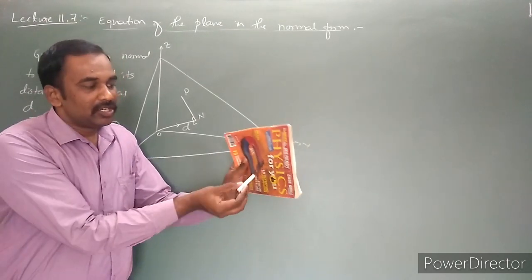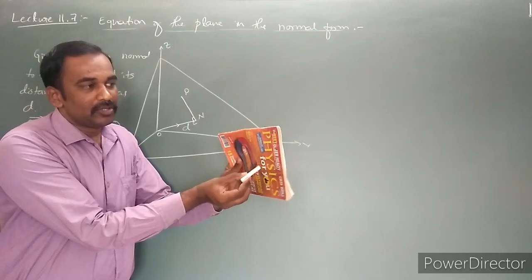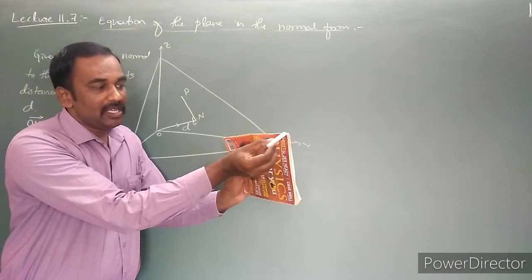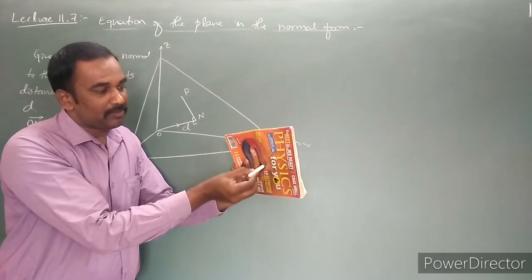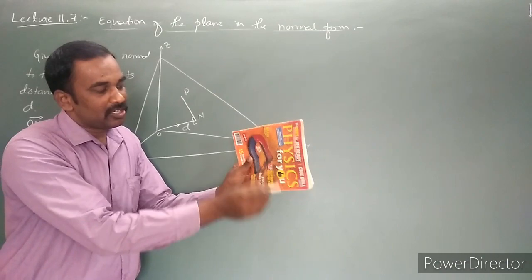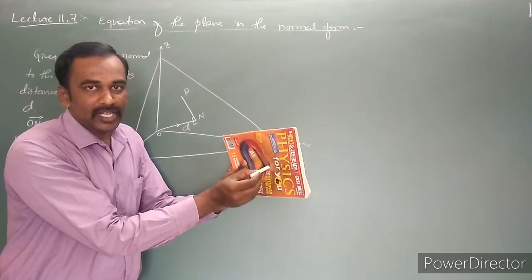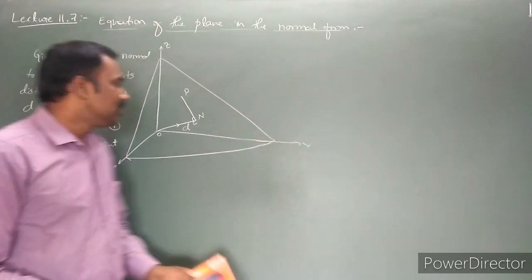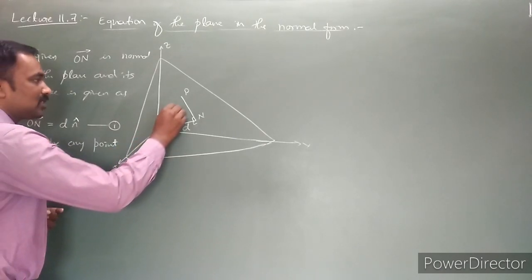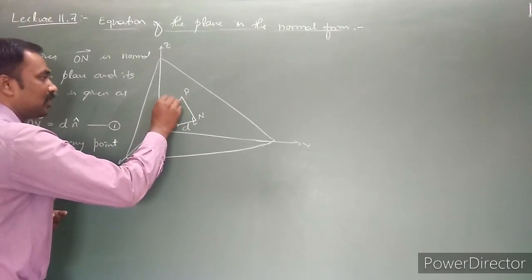So this is the normal from the origin. Suppose this is the edge, I just consider it for your reference. This is the point P and N. However you take a point on the plane and draw the lines, it is obviously perpendicular. Are you clear? So PN is perpendicular to ON. Next, I join OP. OP is nothing but this one.